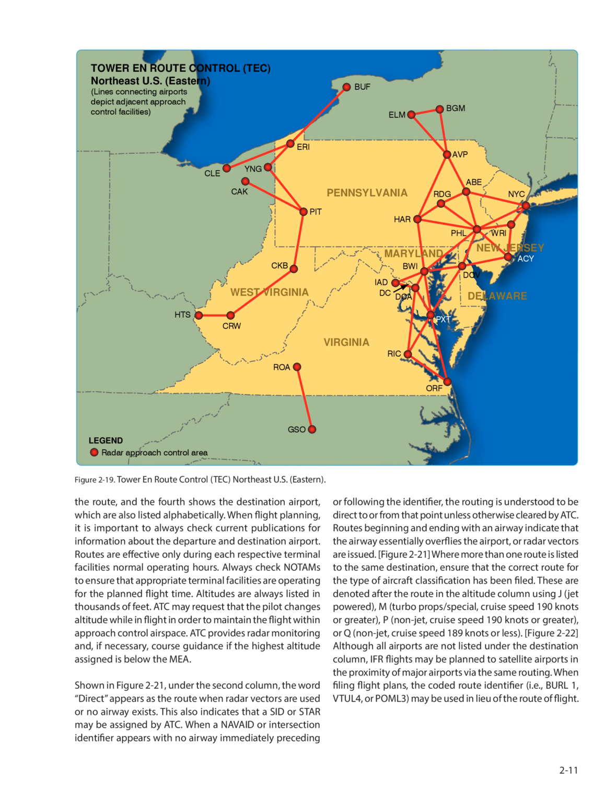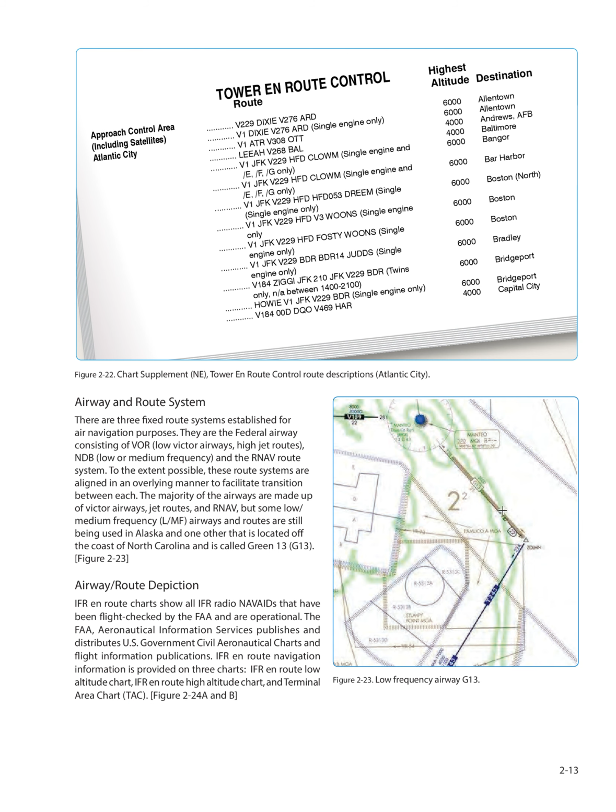Airway and route system. There are 3 fixed route systems established for air navigation purposes. They are the Federal Airway consisting of VOR, low Victor Airways, high jet routes, NDB, low or medium frequency, and the RNAV route system. To the extent possible, these route systems are aligned in an overlying manner to facilitate transition between each. The majority of the airways are made up of Victor Airways, jet routes, and RNAV, but some low/medium frequency, L/MF, airways and routes are still being used in Alaska and one other that is located off the coast of North Carolina and is called Green 13, G13.